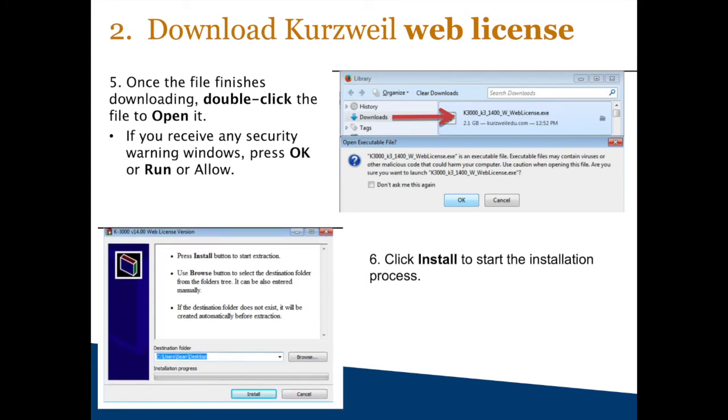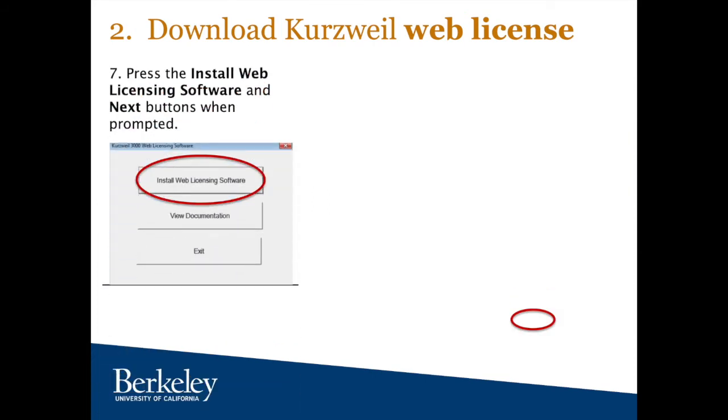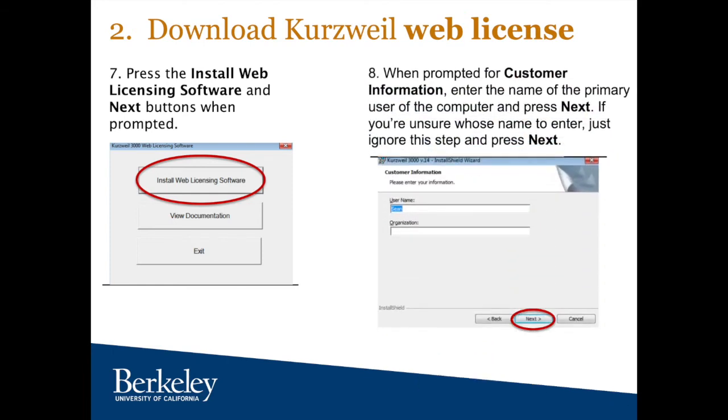Next, click Install to start the installation process. Press the Install Web Licensing Software and Next buttons when prompted. When prompted for customer information, enter the name of the primary user of the computer and press Next. If you are unsure whose name to enter, just ignore this step and press Next.